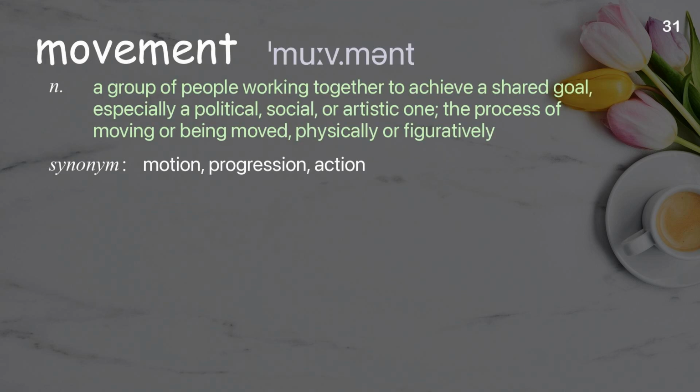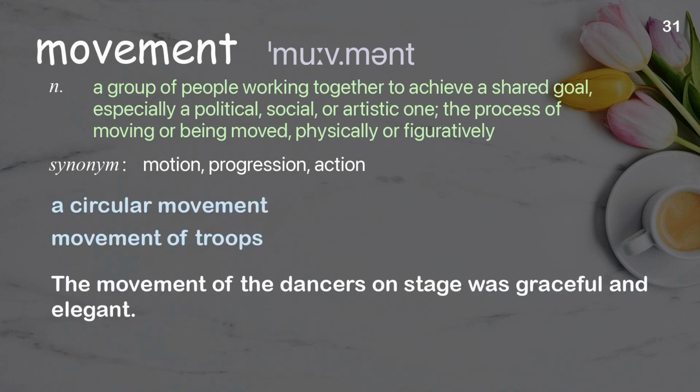Movement: A group of people working together to achieve a shared goal, especially a political, social, or artistic one, the process of moving or being moved, physically or figuratively. Examples: A circular movement, movement of troops. The movement of the dancers on stage was graceful and elegant.